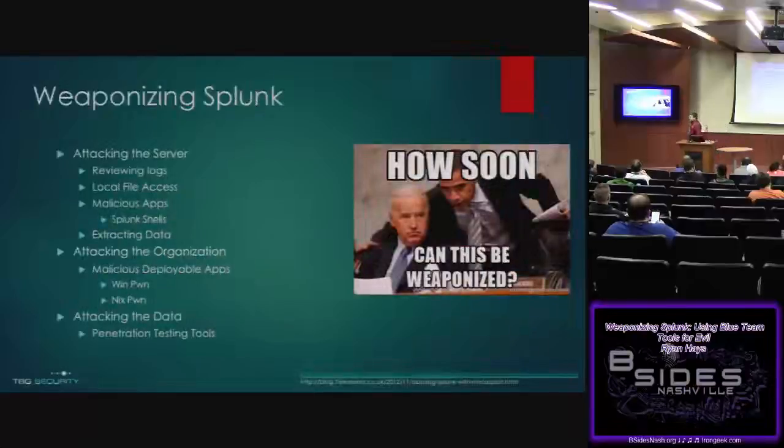So, weaponizing Splunk. The three attack surfaces that I talked about earlier: attacking the server, attacking the organization, attacking the data. Attacking the server is, I have access to that server. I have those admin credentials. Somehow I got them either through credential reuse or one of those misconfigurations that I just talked about. The first thing you want to do is know your environment. So look at the logs that are already in Splunk. Are there Windows logs? Can I look at those Windows logs? Things like that.